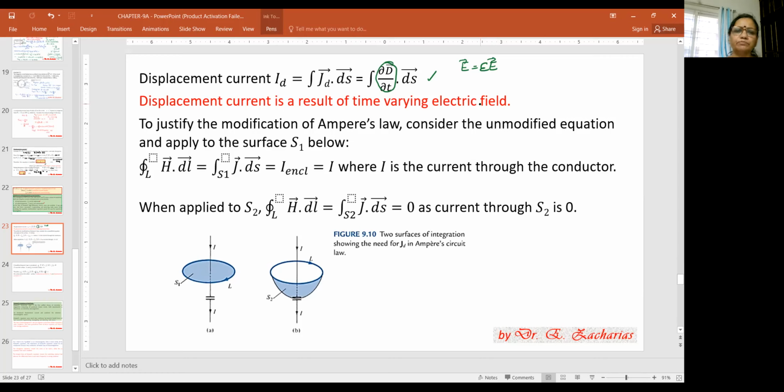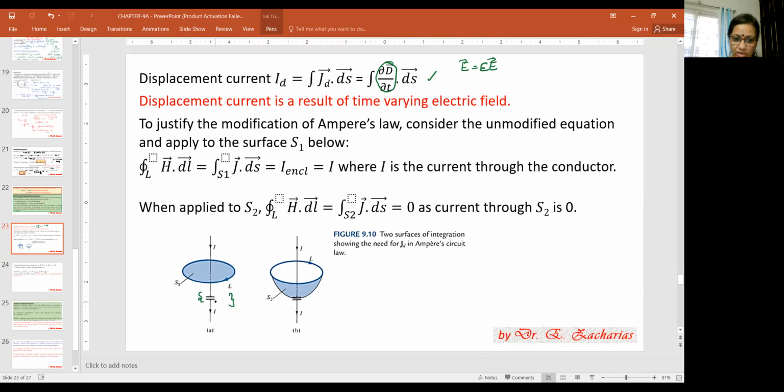Next, how do you justify this modification of Ampere's law? For that, let us first consider two plates of a capacitor. This is a capacitor, and there is a wire and it is being charged. The rest of the circuit is not given to you. You are shown a conduction current I in the wire. Here also there is a conduction current I. But you can clearly see that there is a gap here.